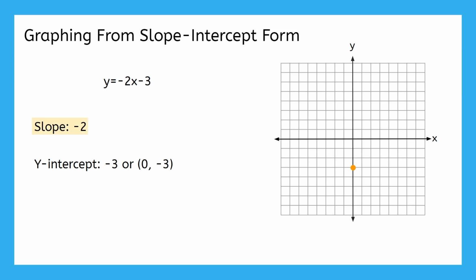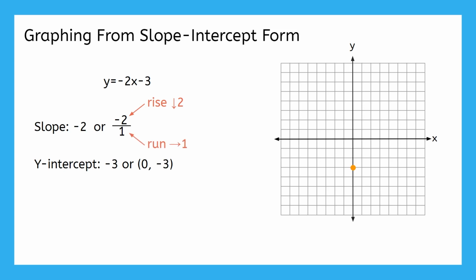I still have my slope. The slope of a line represents the rise and run between its points as a fraction. How can I represent an integer like negative 2 as a fraction? We can put it over 1, so we can write our slope as negative 2 over 1. This means that our rise is negative 2, meaning down 2, and our run is positive 1, meaning right 1.